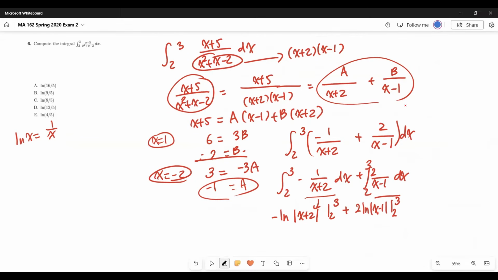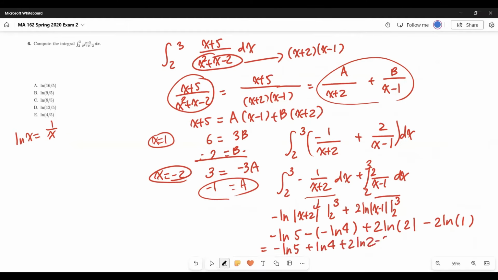Now let's just plug it in. -ln 5 minus -ln 4, plus 2 ln 2 minus 2 ln 1. So this just becomes -ln 5 plus ln 4 plus 2 ln 2 minus 2 ln 1, where -2 ln 1 is just 0 because ln 1 is already 0. And you can write 2 ln 2 in exponent form, meaning the 2 in front of the ln 2 can go up to the power. So this will become ln 4.